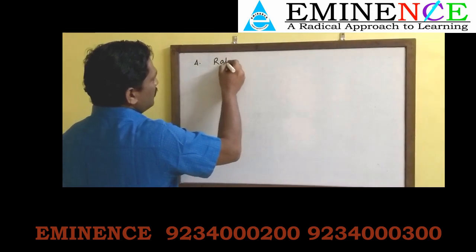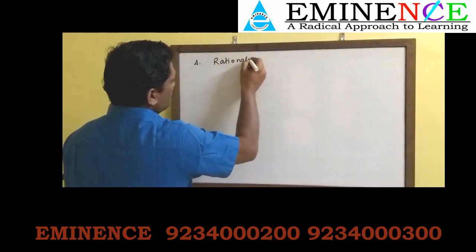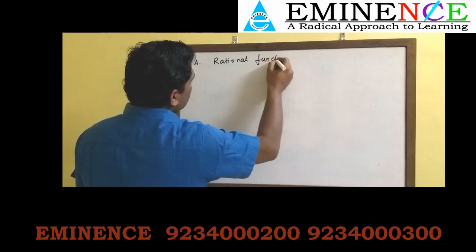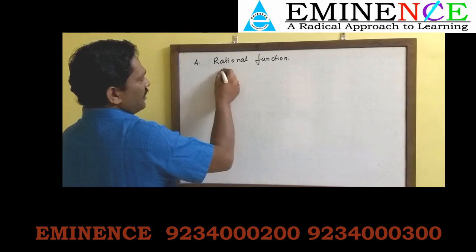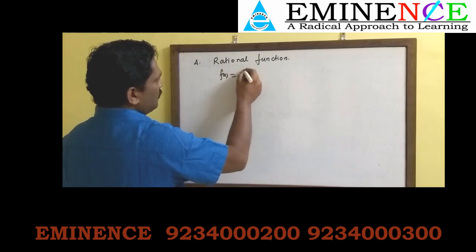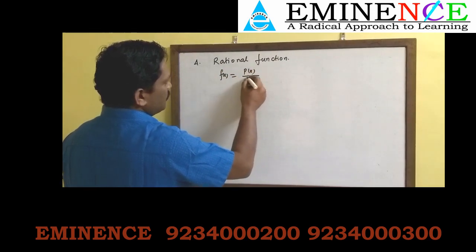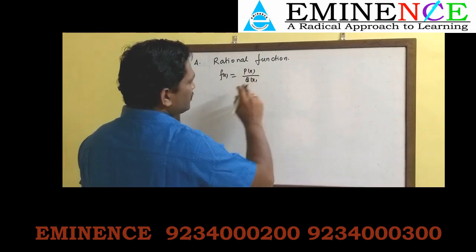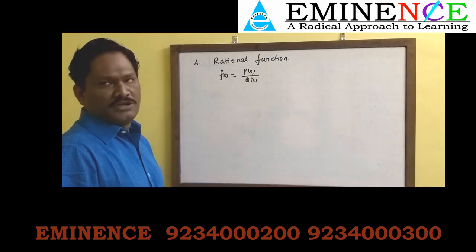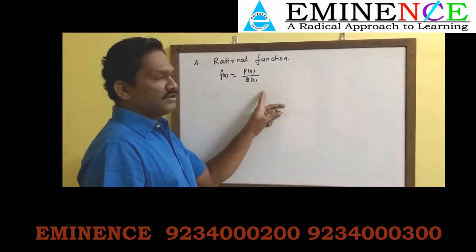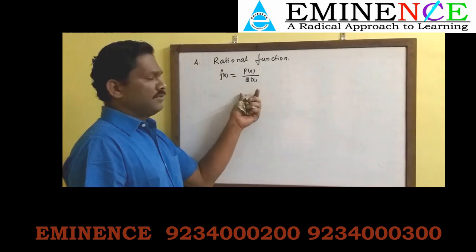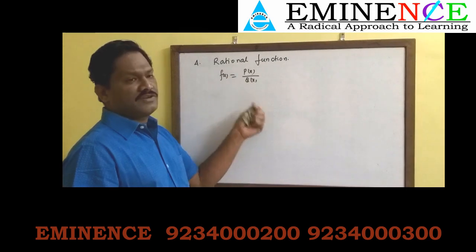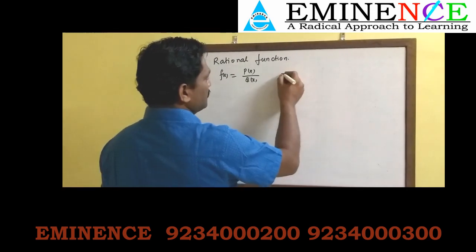Now, the next type of function, your fourth type, is the rational function. What is a rational function? Suppose you have any function f(x) equal to p(x) by q(x), where p(x) and q(x) are both polynomials, not necessarily of the same degree, then we will say that f(x) is a rational function.